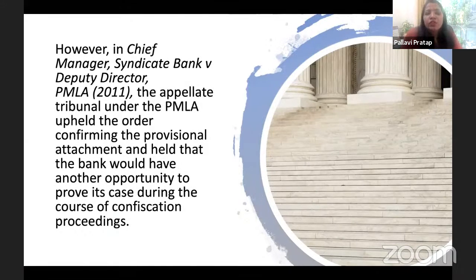Now, similarly, this case was also very important, which is called Chief Manager, Syndicate Bank versus Deputy Director, PMLA. The appellate tribunal under the PMLA upheld the order confirming the provisional attachment and held that the bank would have another opportunity to prove its case during the course of confiscation proceedings. This matter was very interesting if you look at its intricacies, but at the end of the day, the PMLA adjudicating authority has been talking about PMLA prevailing over every other act. When we talk about JSW Steel, we will see how this conflict is brought forth and how the Honorable NCLAT has adjudicated upon this conflict that happens between a secured creditor or an IBC proceeding and a PMLA proceeding taking place parallelly.